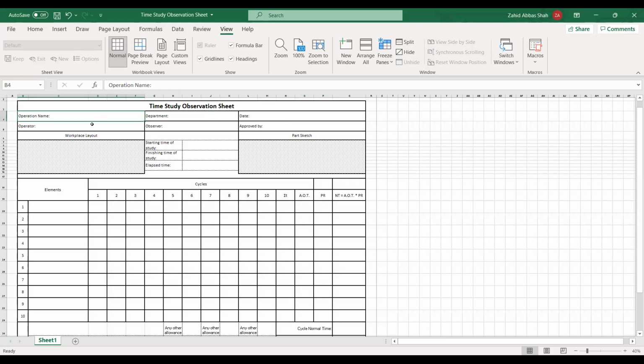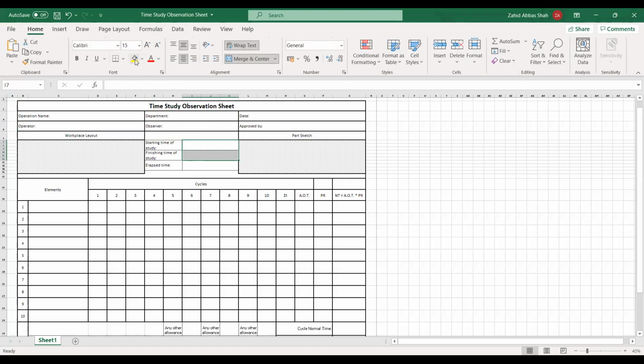So there is the name of the operation, name of the operator, name of the department, name of the observer, and so on. It is recommended that the starting and ending time of the study is also mentioned on this time study observation sheet, so that you can find the elapsed time for the time study. It is also recommended to include the workplace layout as well as a sketch of the product that is being made. These details help to get additional information other than the observed time.